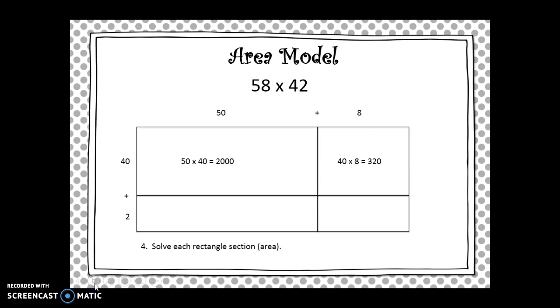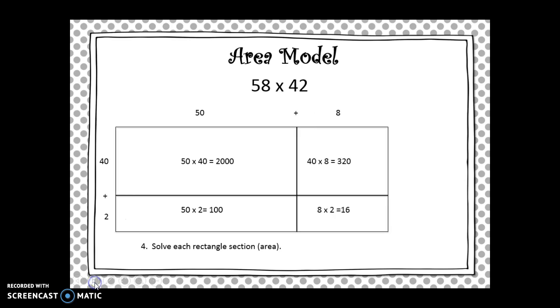40 times 8 equals 320. 50 times 2 equals 100. 8 times 2 is equal to 16. Pause the video and make sure that you have written down the partial product for each section of your larger rectangle.